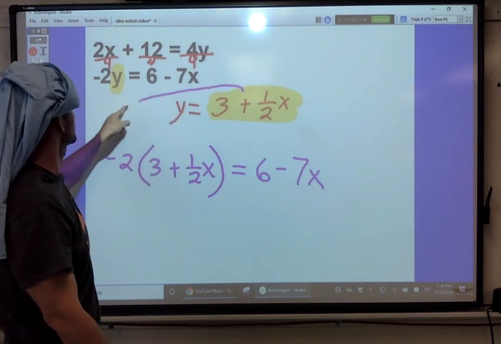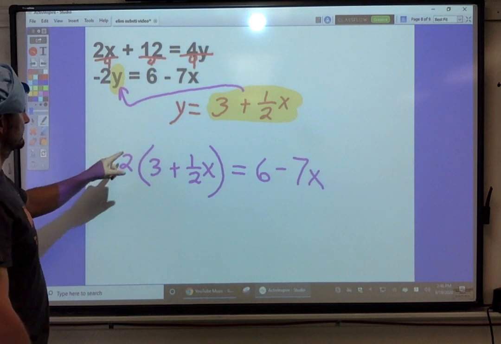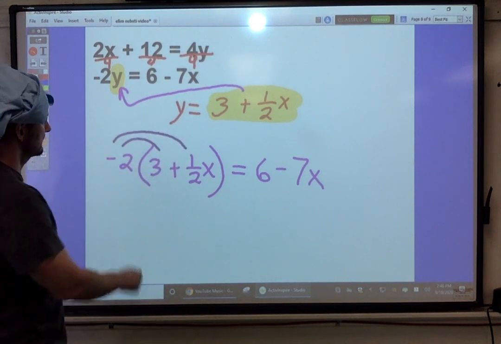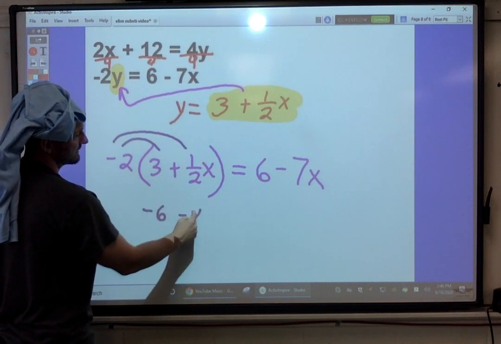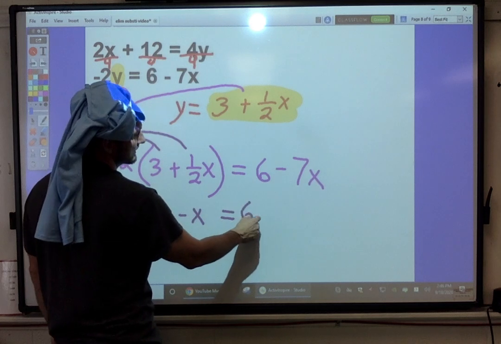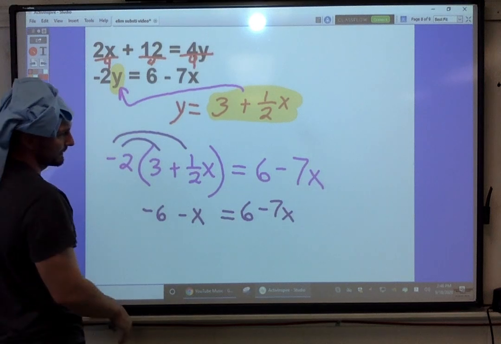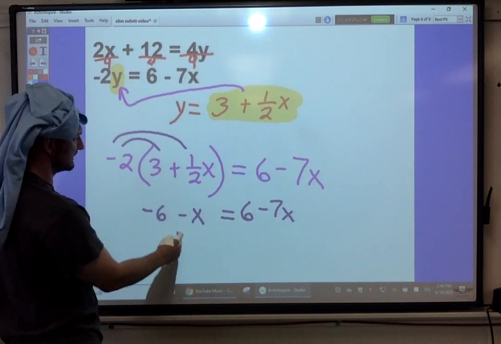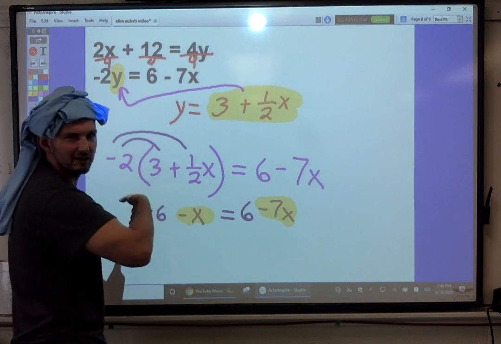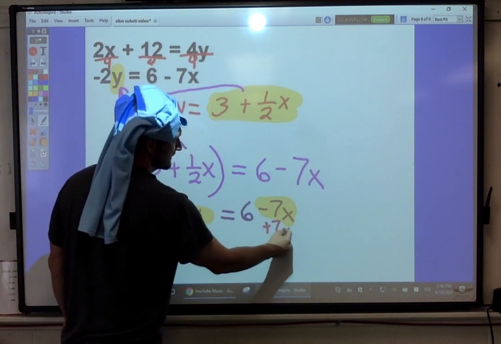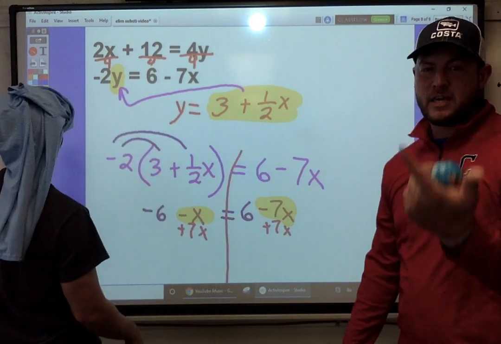So I just took this stuff and replaced it. And now, first step, I'm going to distribute. That's going to give me a -6, and a -x, or -1x, equals 6 minus 7x. Oh, this is such a long, crazy problem. Alright, so now I've got variable on both sides. I've got it here and here. I'm going to add 7x. I'm going to bring these x's over here. I think that'll keep it positive. I'm less likely to mess it up if it's positive. Remember what I tell you guys, this is a case where you do want to keep your x's positive.